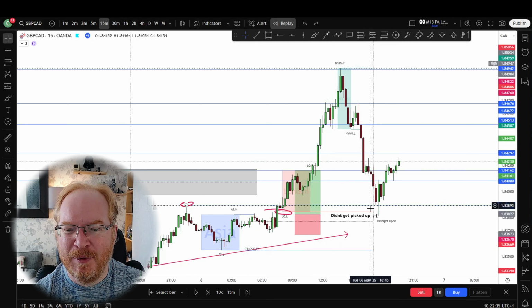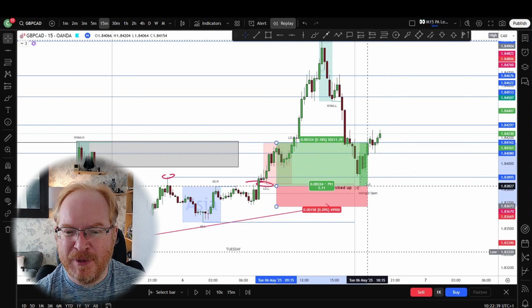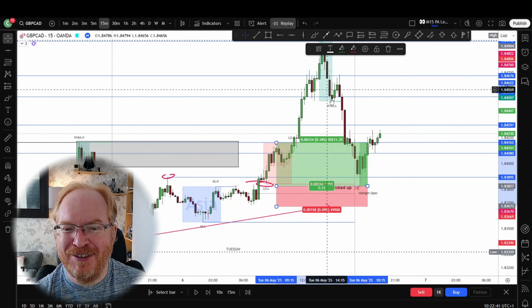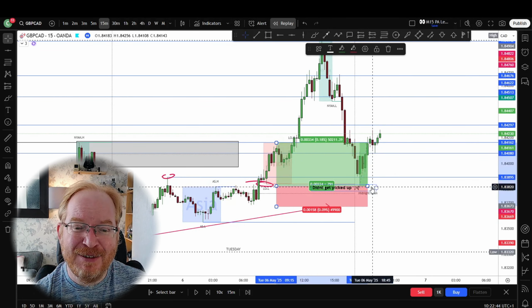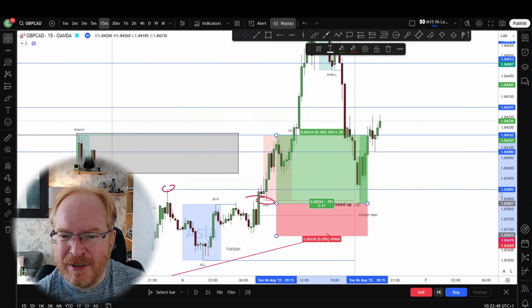As you can see, it came up and pulled all the way back down to my level where it hadn't picked me up the first time. So if we waited until after the New York session, it would have picked me up. I actually don't know what happened after that. Let's have a look. What are we on? Oh yeah, we can see.